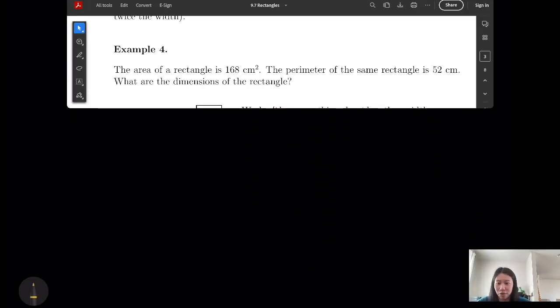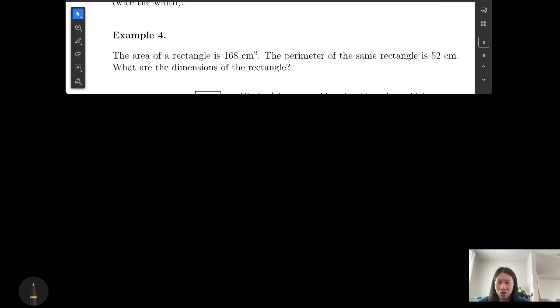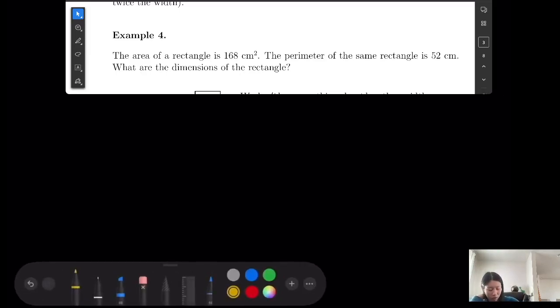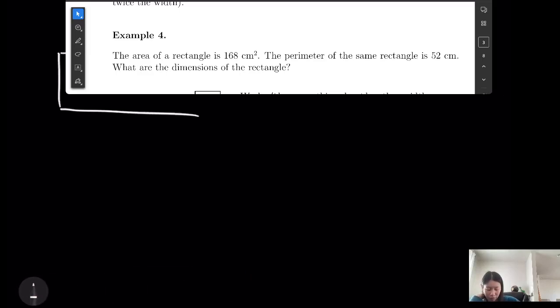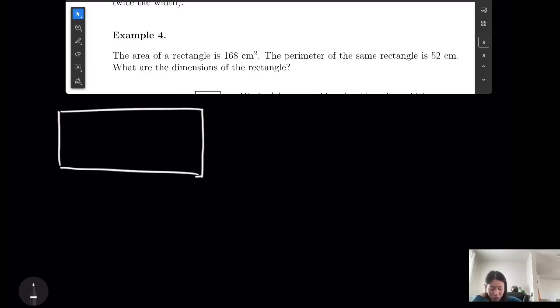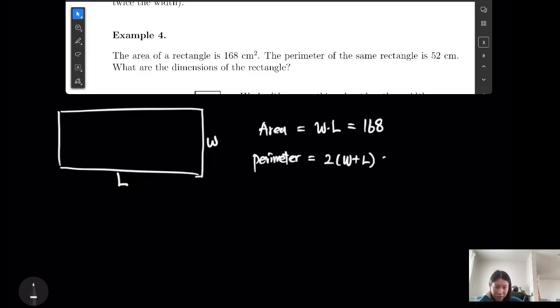The area of a rectangle is 168 square centimeters. The perimeter of the same rectangle is 52 centimeters. What are the dimensions of the rectangle? All right, so we have a rectangle. We don't know the width and the length, but we know the area is the width times the length equals 168, and the perimeter is equal to 2 times the width plus the length, which is equal to 52.